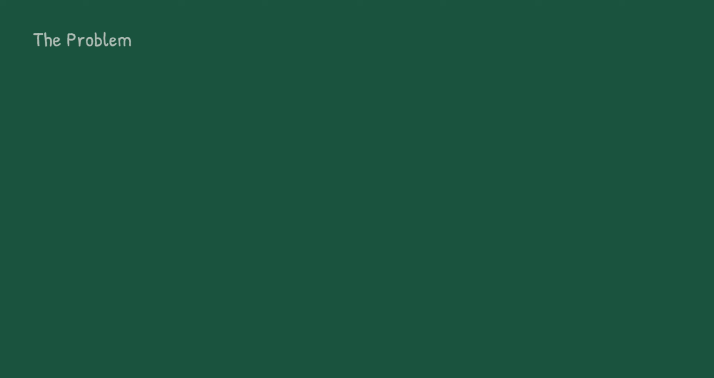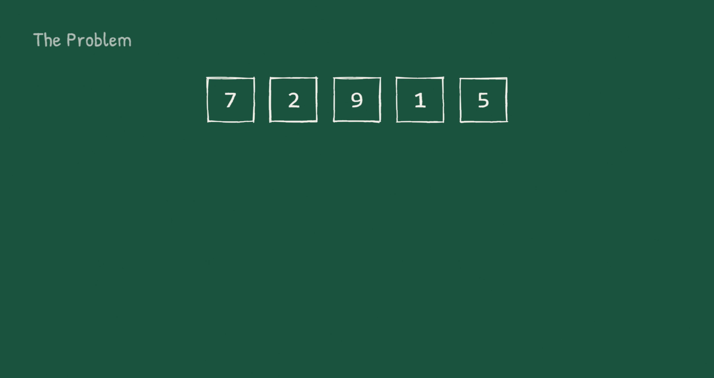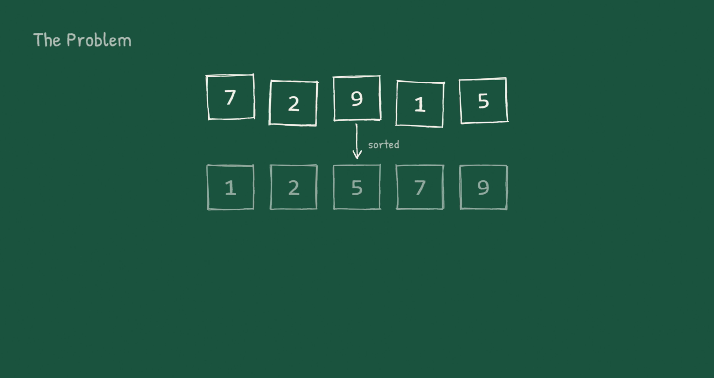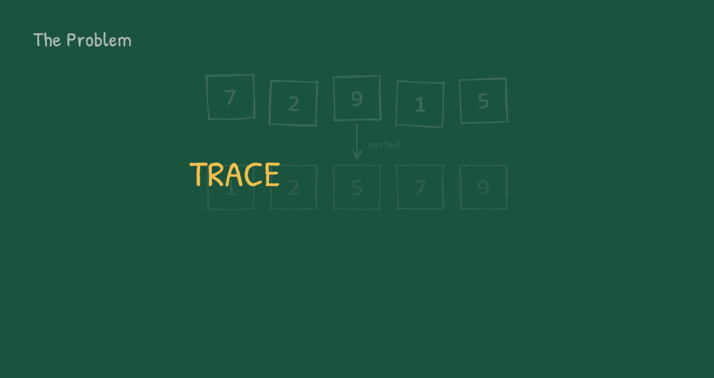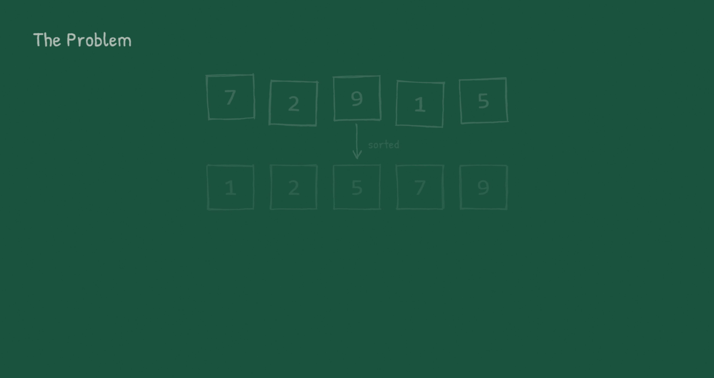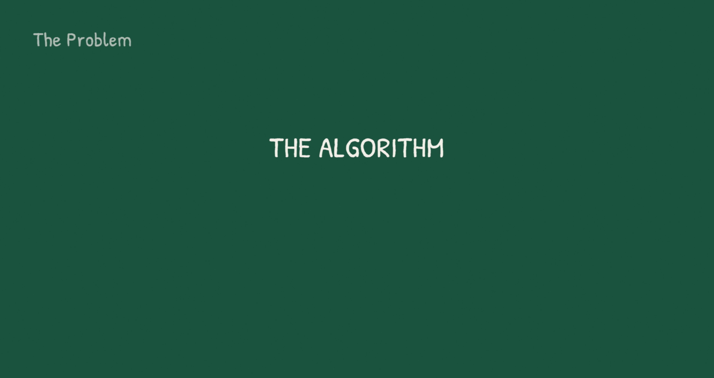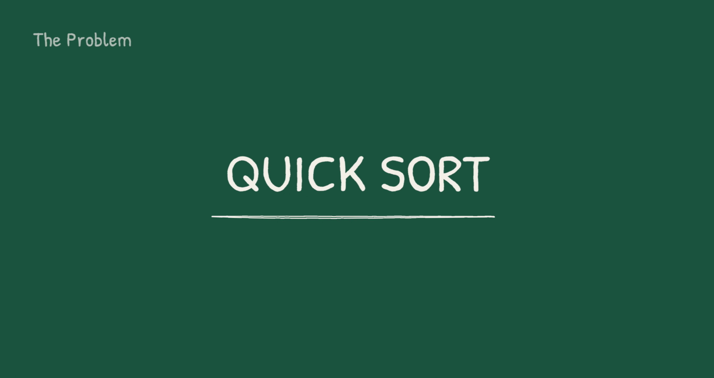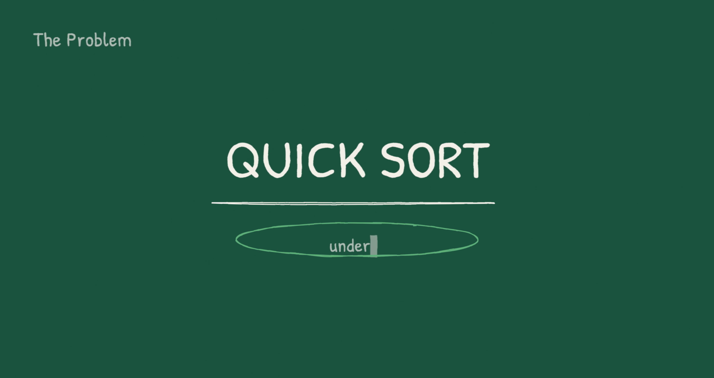Okay, here's the problem. You're given a list of numbers, all jumbled up, and you need to sort them. Smallest to largest. Simple to say. But by the end of this video, you'll be able to trace and write it from scratch. Because in an interview, they don't just want it sorted, they want it sorted fast. And the algorithm they love to ask about, one of the most elegant sorting algorithms ever designed: Quicksort. So let's actually understand it, not memorize it, understand it.